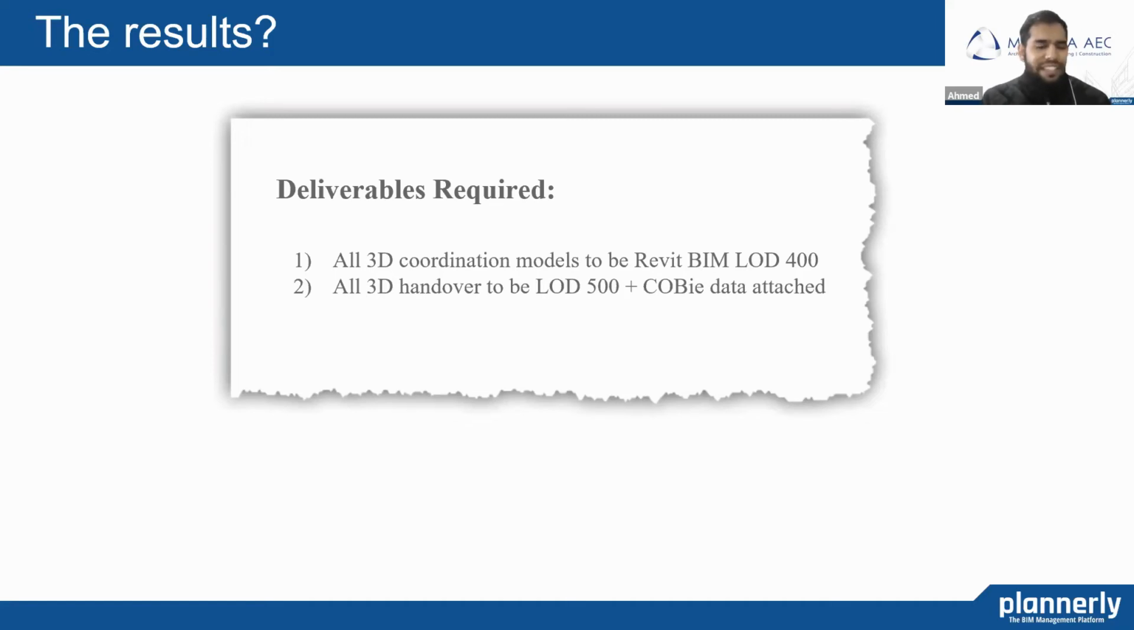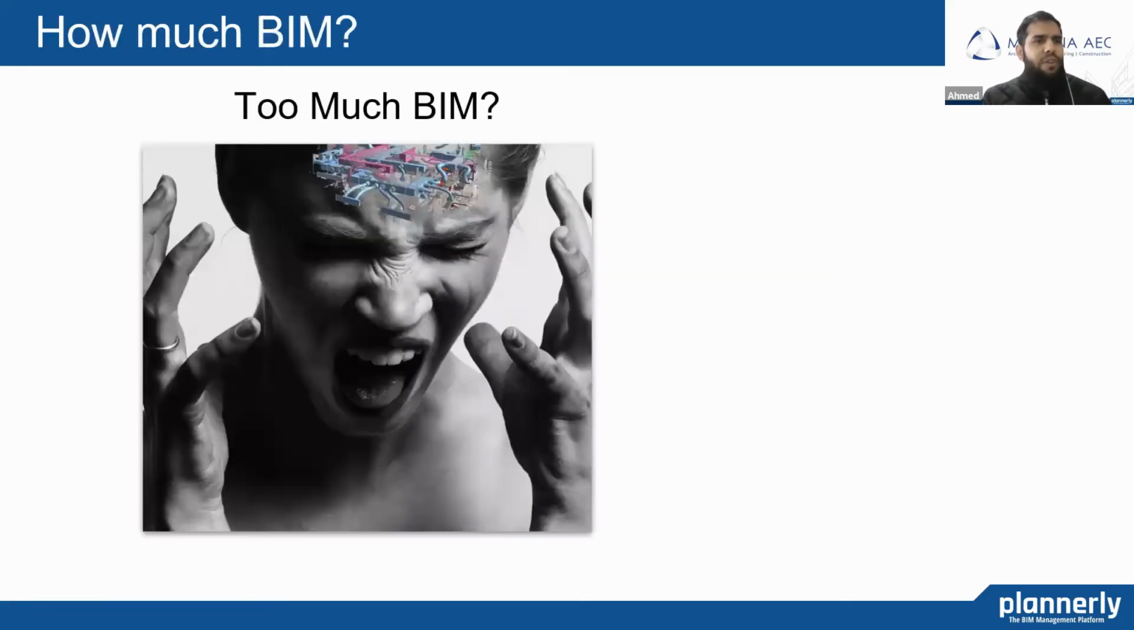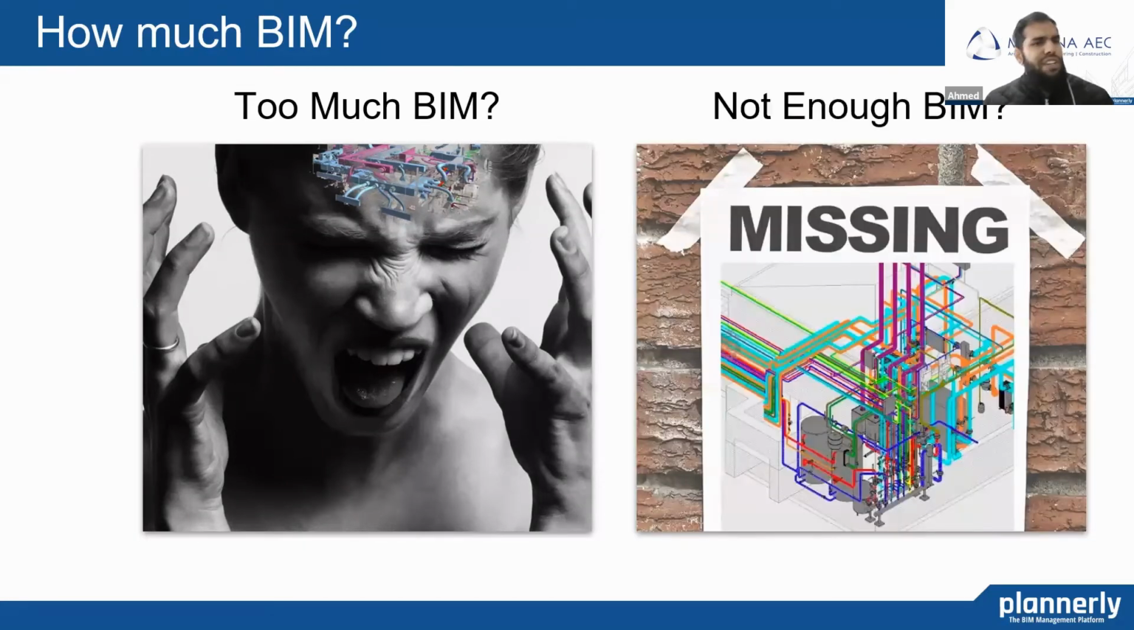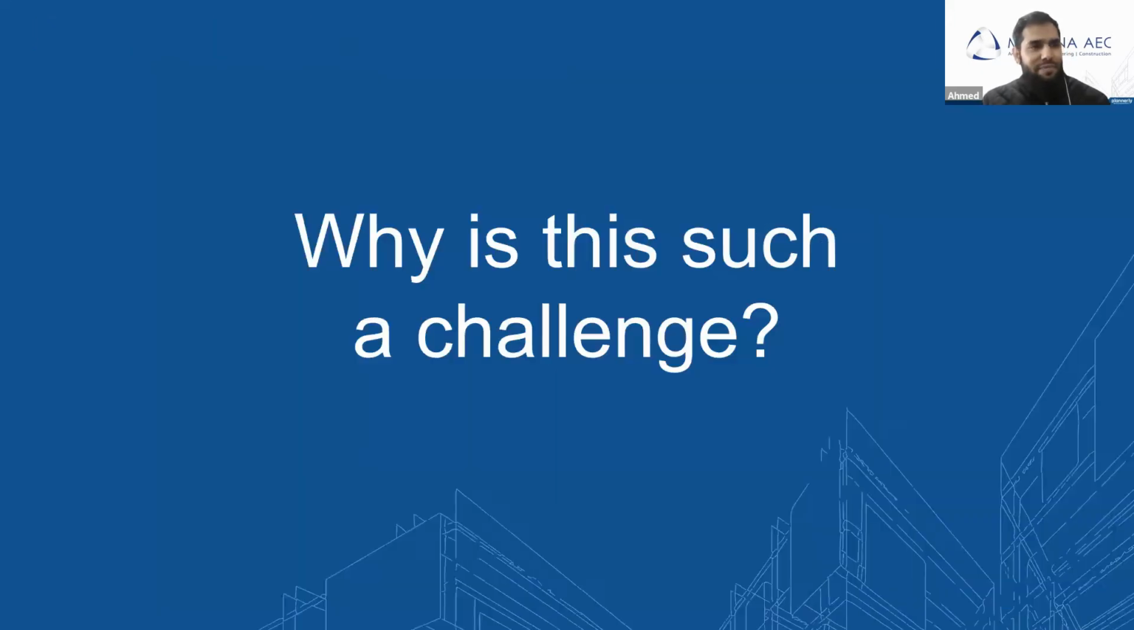And unfortunately, as a result, you end up with either too much BIM, where you're modeling too much and there's overlapping information, or you end up with too little, where the contract didn't define enough BIM, or nobody knew who was responsible for certain items, and we end up with missing information. So why is this such a challenge?